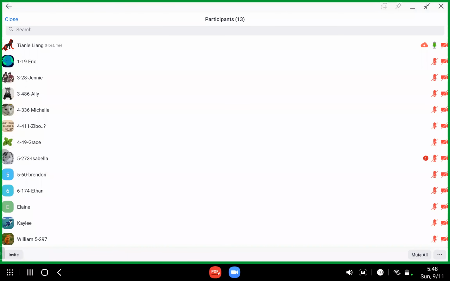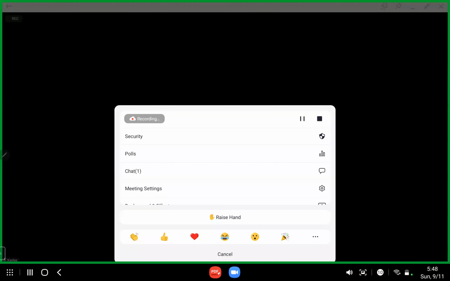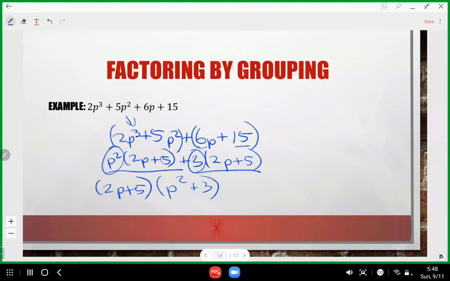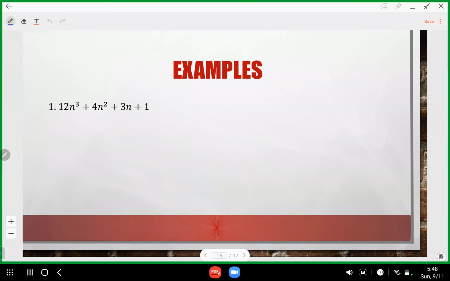All right, so that was basically factor by grouping. It's not that hard. Yes, Isabella, very good. You get it now. So it's not as hard as the last one. So you should be able to get this one. It's quite important. So let's do some practice problems.